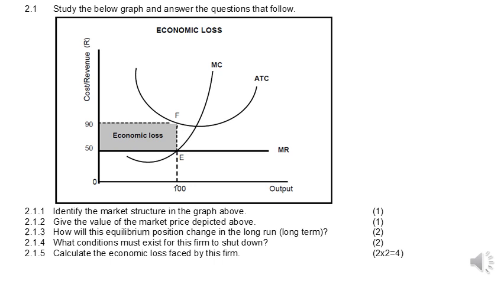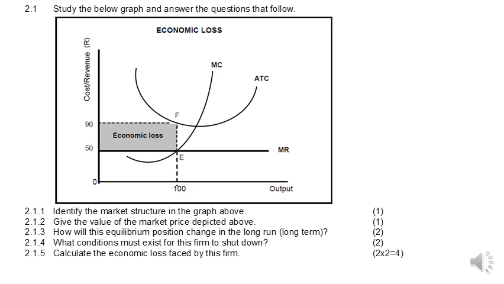Okay, 2.1.4. What conditions must exist for this firm to shut down? Now we are looking at the shutdown point. Your shutdown point is where your marginal revenue is below your average variable costs. So average variable costs must be greater than marginal revenue. Make sure you mention variable costs, not total costs, average variable costs.